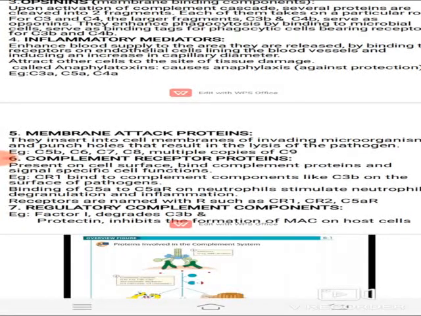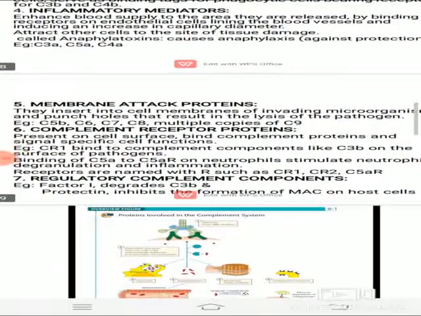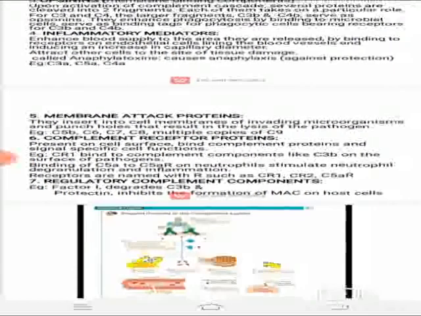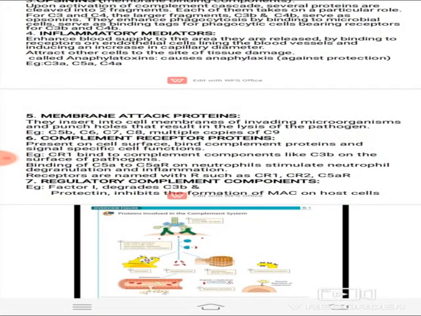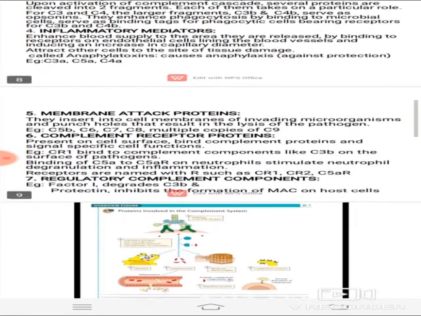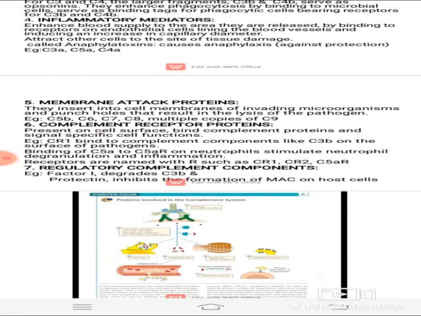I think there was a need to explain this inflammatory barrier before discussing the inflammatory mediators. Next, membrane attack proteins. They insert into the cell membranes of invading microorganisms and punch holes that result in lysis of the pathogen. Examples are C5b, C6, C7, C8, and multiple copies of C9. The sixth one is complement receptor proteins, which are present on the cell surface, bind complement proteins and signal specific cell functions. Its examples are given below.